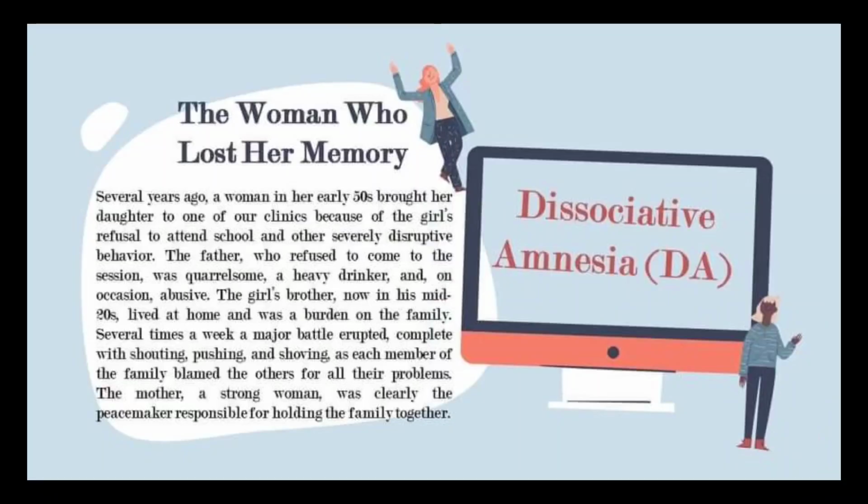Several years ago, a woman in her early 50s brought her daughter to one of our clinics because of the girl's refusal to attend school and other severely disruptive behavior. The father, who refused to come to the session, was quarrelsome, a heavy drinker, and on occasion, abusive. The girl's brother, now in his mid-20s, lived at home and was a burden on the family. Several times a week, a major battle erupted, complete with shouting, pushing, and shoving as each member of the family blamed the others for all their problems. The mother, a strong woman, was clearly the peacemaker responsible for holding the family together.